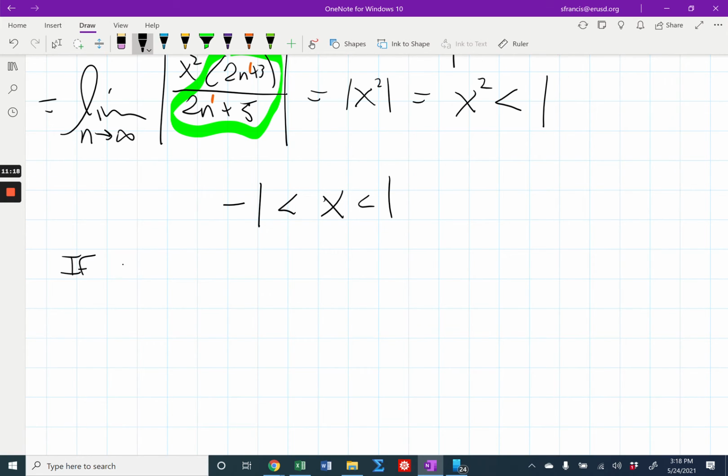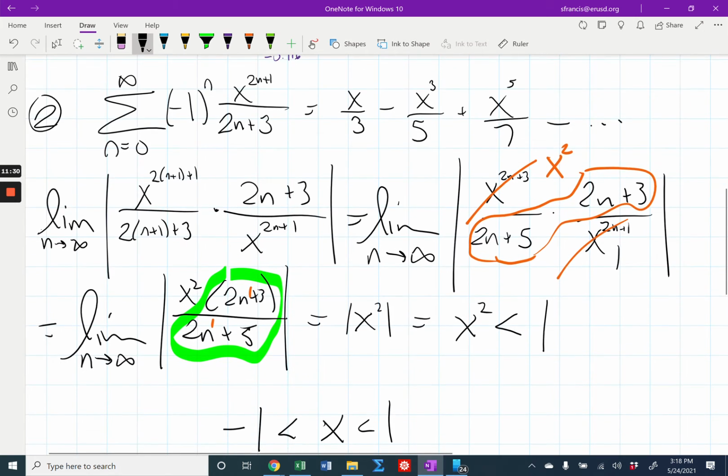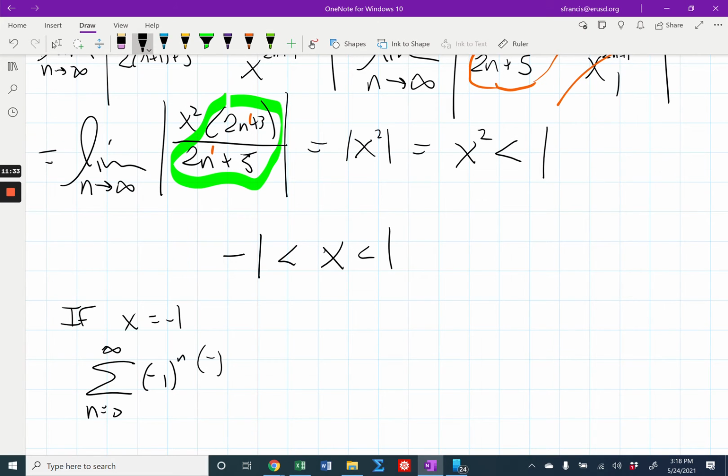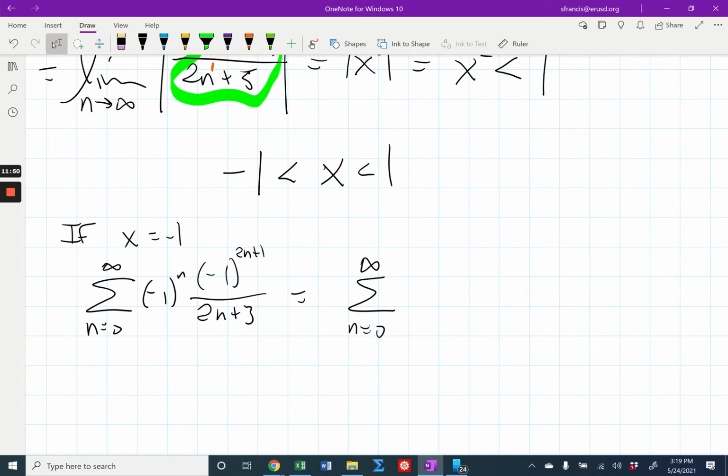So if x is equal to -1, I have to go back to my original series, which looks like this: -1 to the n, x, so -1 to the 2n plus 1 over 2n plus 3. And if I simplify this, well, what happens here? Let's make sure I copied everything correctly.